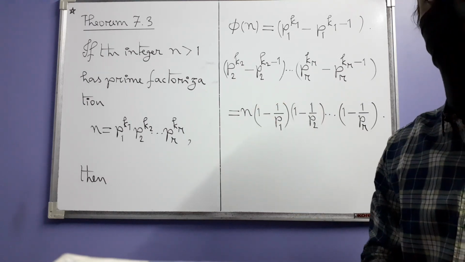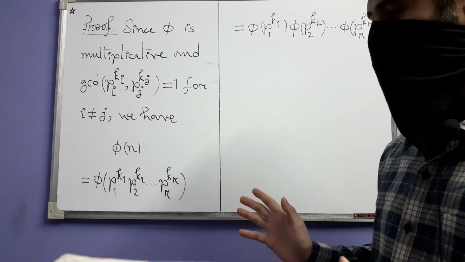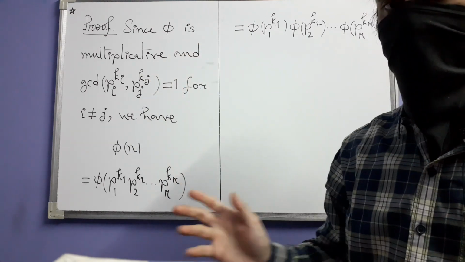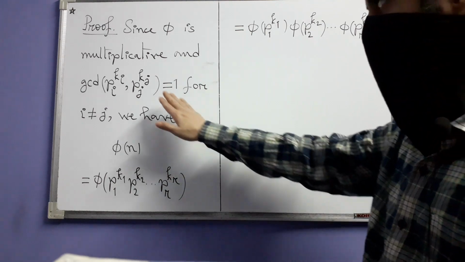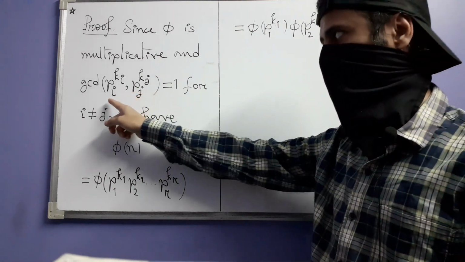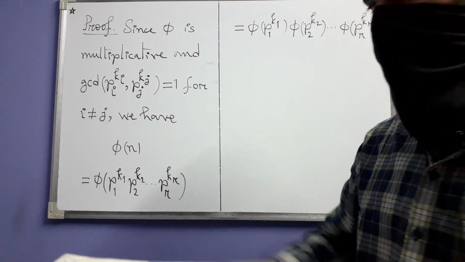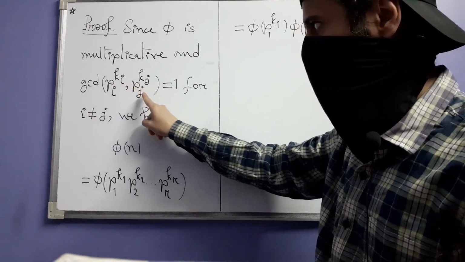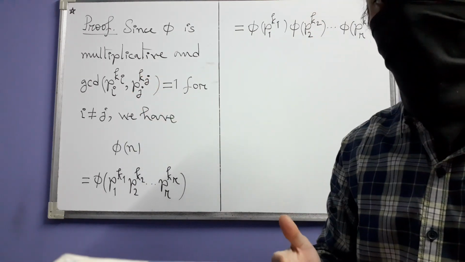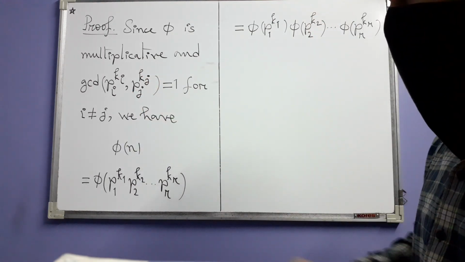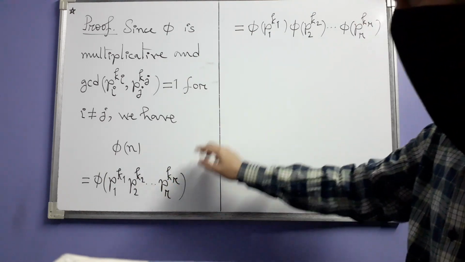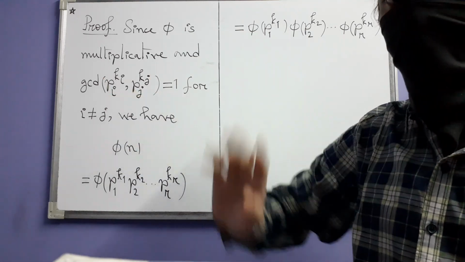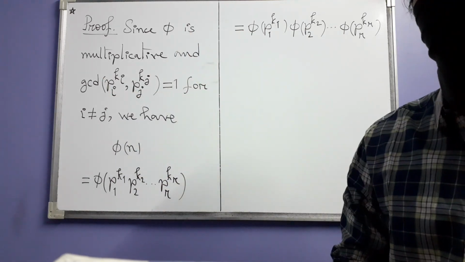Now let's prove it. We start the proof with two things. The first is that phi is multiplicative, that we proved in the previous video. And the other is this observation that if you consider distinct prime powers, where the primes are distinct for different i and j, you consider pi to the power ki and pj to the power kj, then they are relatively prime. So because of that, phi of n, which is this, can be written like this. This comes from this relative primality and the multiplicative nature of phi.